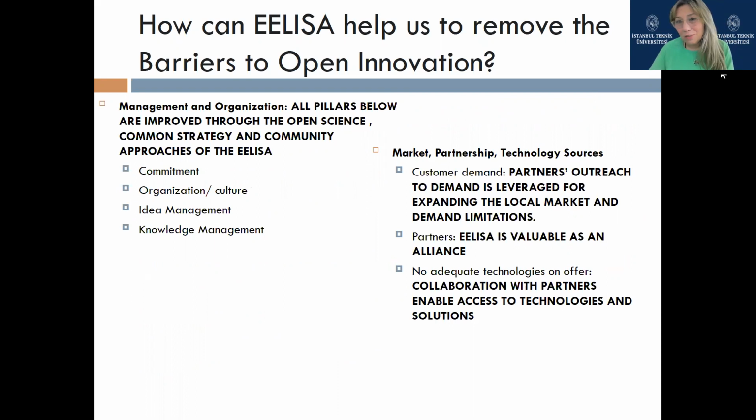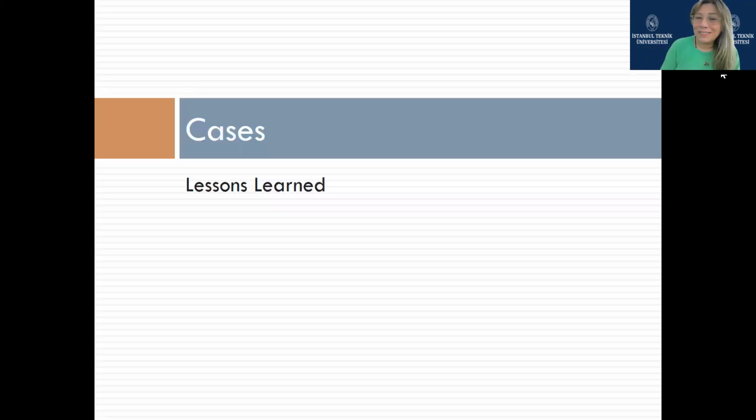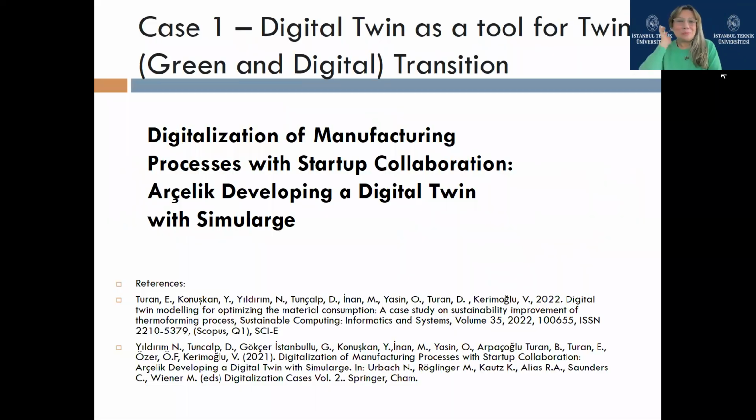Partners, here are the partners. Demand, outreach to demand is leverage for expanding the local market. Collaboration is already the key. So we have access to our solutions. This is nice. We have so many advantages in ELISA.